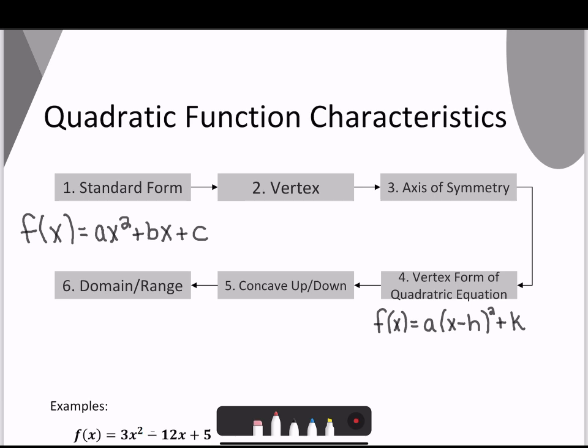The H and the K. So the H and the K represent your vertex. Once you find the vertex, you put the numbers here and here, and then you'll have your vertex form. So your A is from the standard form, and then you find your vertex and put it in for the H and the K.